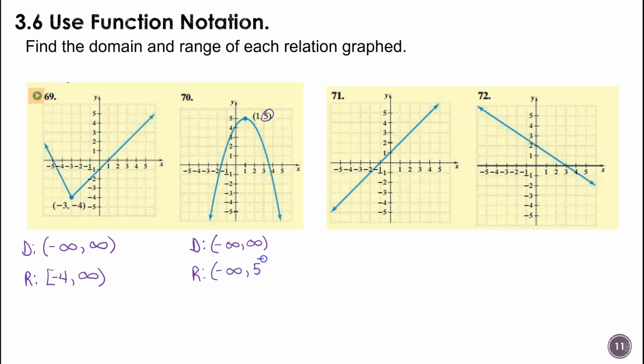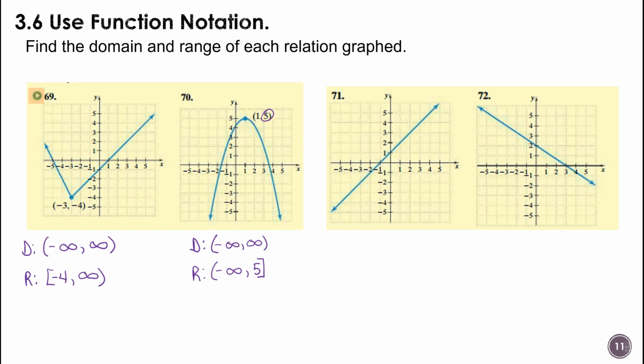Now this one's kind of confusing sometimes. Notice I use the brackets on numbers because these numbers are included in my domain. I have to write these from least to greatest. So negative infinity has to come before the 5 for that reason.